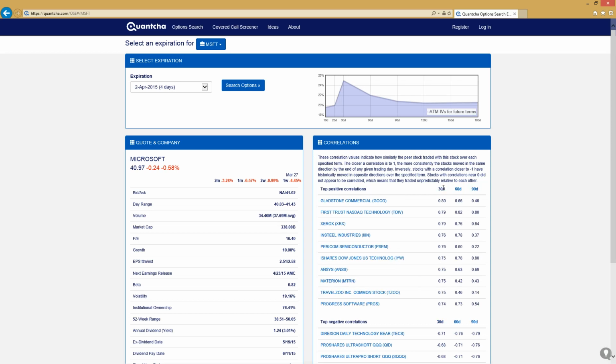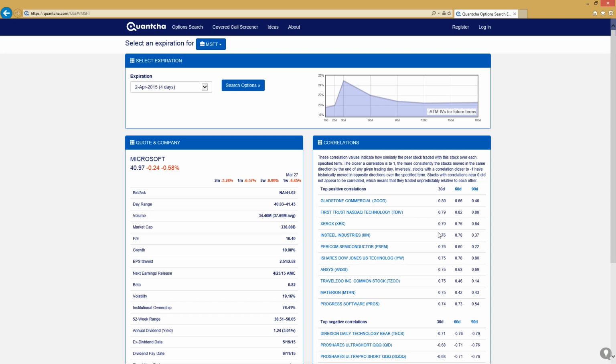So, for example, at 30-day, we see Gladstone up here. But then if you look over the 60-day period, Gladstone's not on there. So if you had two charts side by side, you'd see a lot of correlated trading between these two over the 30-day period. But then over 60, it looks like there wouldn't be much at all after that 30-day history.